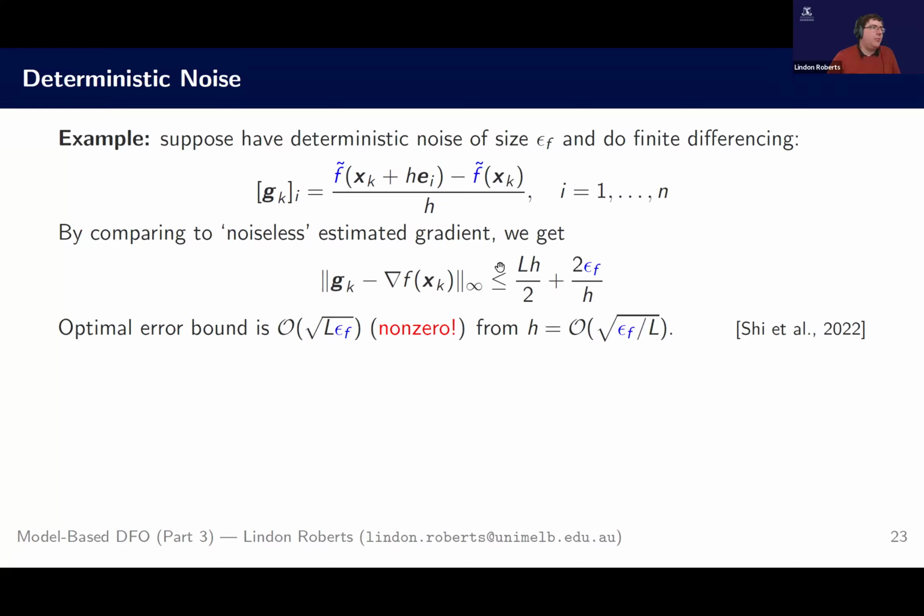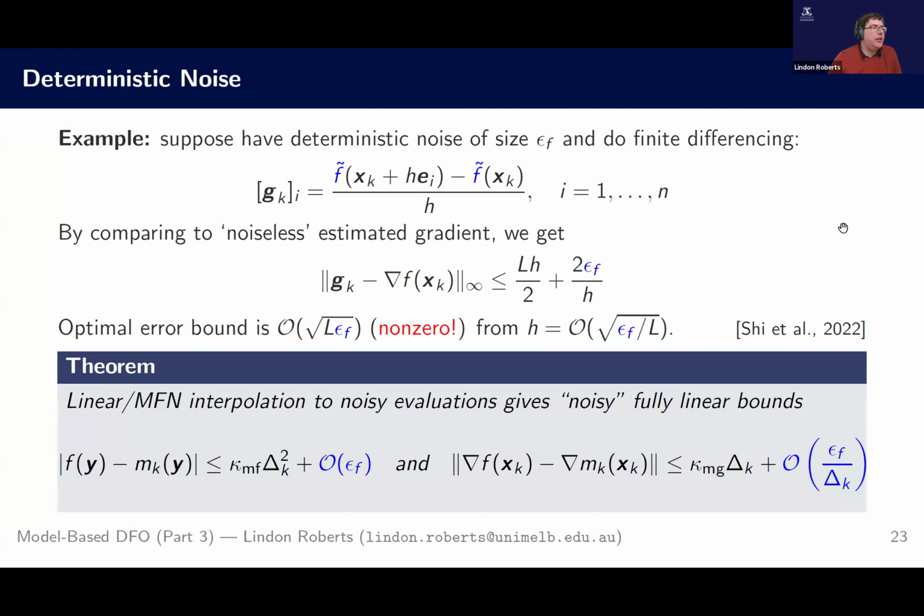If we minimize this error bound, in an ideal world you would take h to be of order the square root of the noise level divided by the Lipschitz constant, and you would get a gradient error bound that's proportional to the square root of the Lipschitz constant times the error bound. In particular, square root epsilon f is the quantity appearing in both of these. So that's what you get in the optimal error bound. Unfortunately, you're never going to know L in a practical DFO setting, so you can't actually compute the value of h unless you're careful about it. There's a paper here that finds a good way of estimating this value of h for finite differencing purposes.